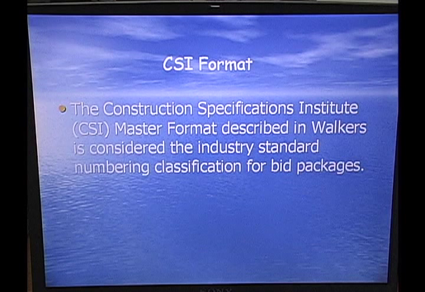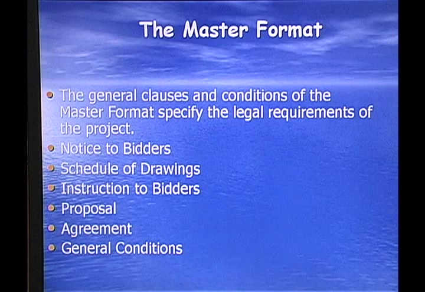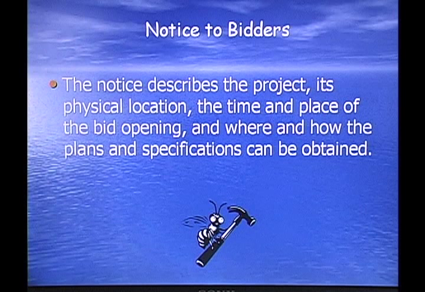The CSI format, the Construction Specifications Institute master format described in Walker's, is considered the industry standard numbering classification for bid packages. The general clauses and conditions of the master format specify the legal requirements of the project. So you have: a notice to bidders, a schedule of drawings, instructions to bidders, proposal, agreement, and general conditions. The notice to bidders describes the project, its physical location, the time and place of the bid opening, and where and how plans and specifications can be obtained.